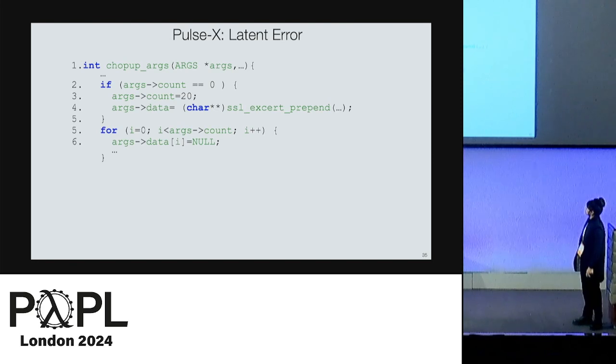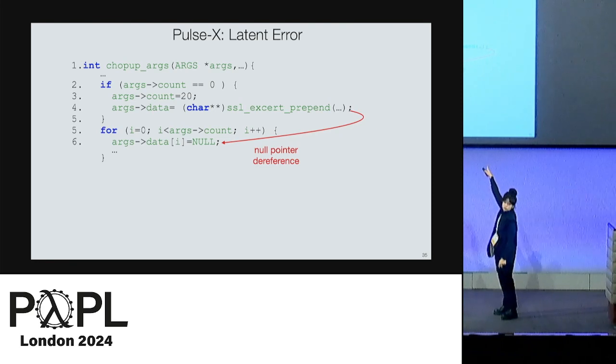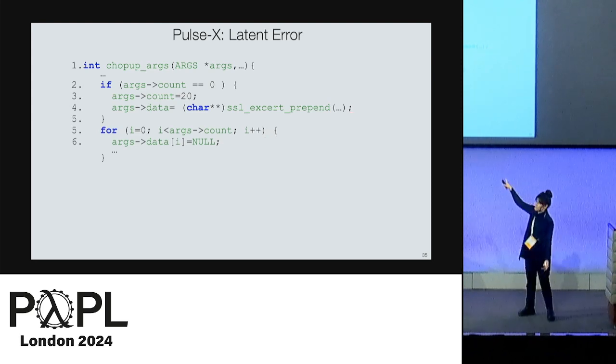OK, so as you remember, there was a null pointer dereference here. So if you go to that branch and you get this null data array, then later when you try to write to it, you will get a null pointer dereference again. Now, what is this error? Is this manifest or latent?